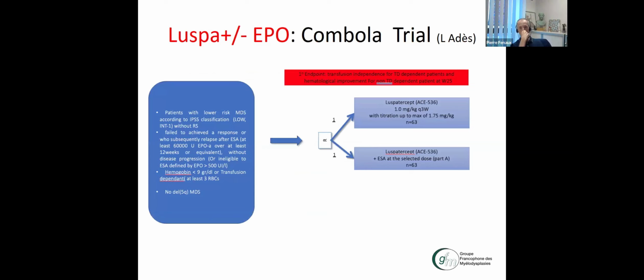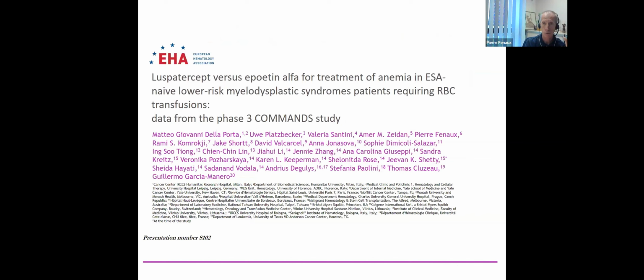First, this trial, led by the GFM, the French MDS group, which is a trial sponsor, compares luspatercept and luspatercept plus EPO in patients who are resistant to EPO and who are ringed sideroblast negative. Here we would like to reproduce what we saw with lenalidomide, which in combination with EPO was better than lenalidomide alone in patients resistant to EPO. So that was the first.